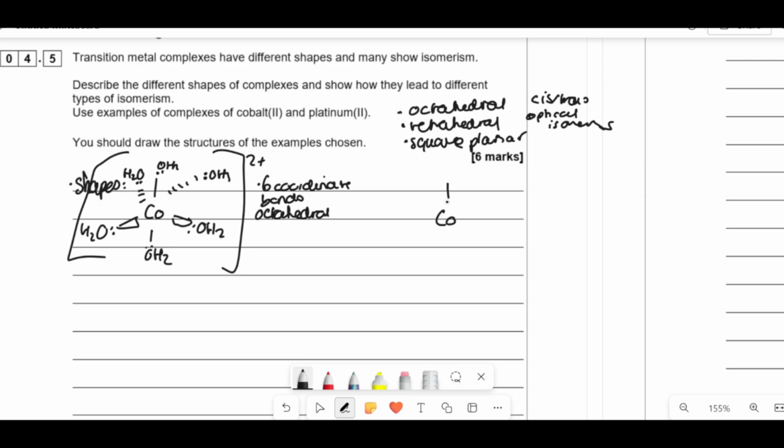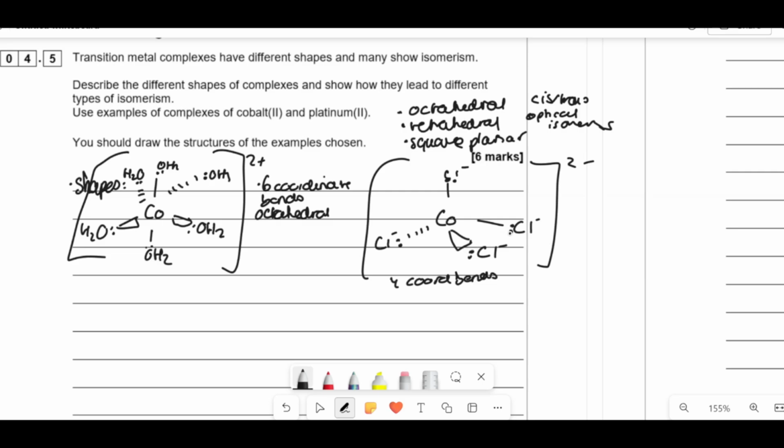Cool. So then next we could do tetrahedral, so we could have CO, and then we could have one ligand that can't fit around them as much, so Cl minus. Remember, Cl minus is massive compared to the other ligand, so you can only fit 4 around it like this. The overall charge of this is going to be 2 minus. That's got 4 coordinate bonds, so that's going to be tetrahedral. So we've done octahedral, we've done tetrahedral.